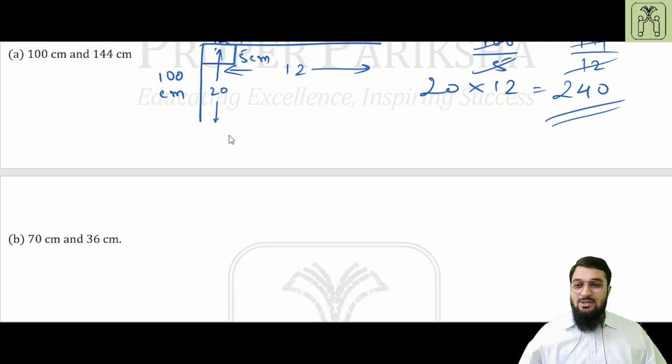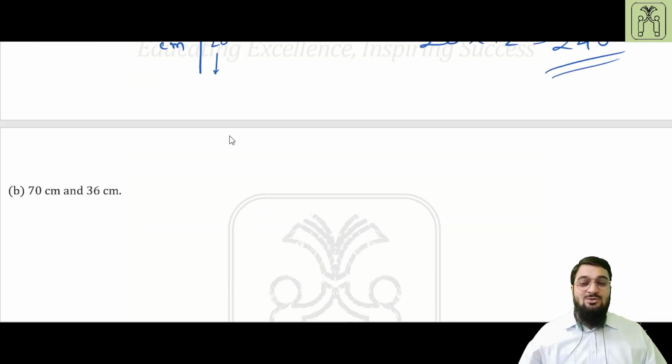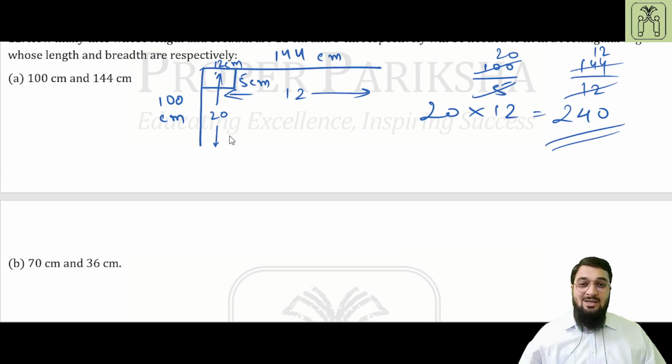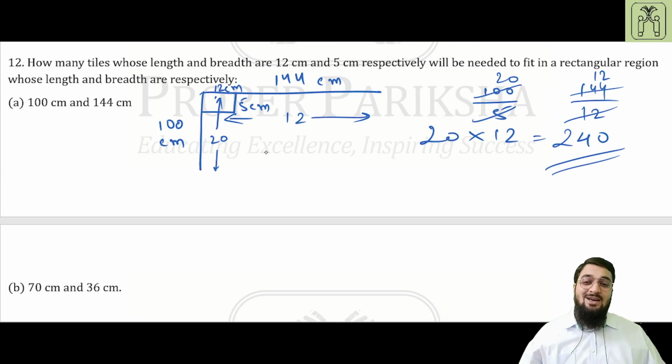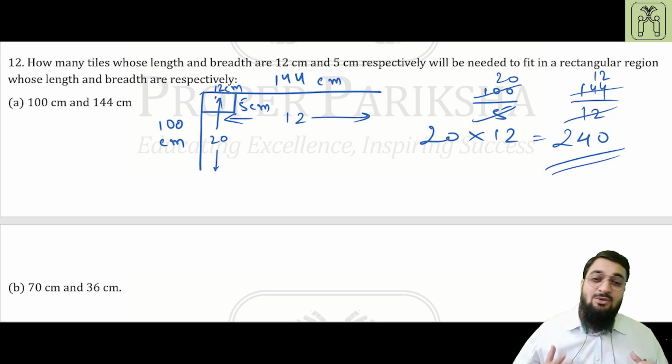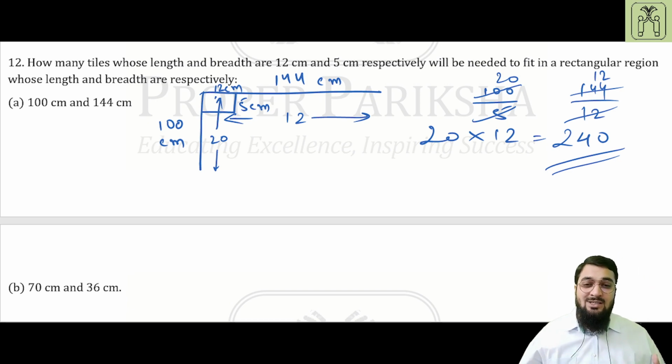So without even solving the area of the rectangle, you will be able to solve the answer. Another method is that you will multiply 144 into 100, you will get one area. After that, you will multiply 12 into 5, you will get another area. You will divide both the areas and then you will get the answer. Either of the ways you choose.